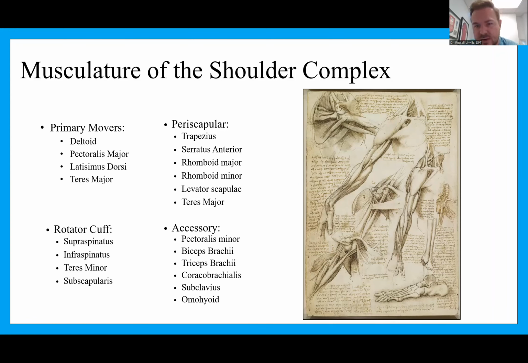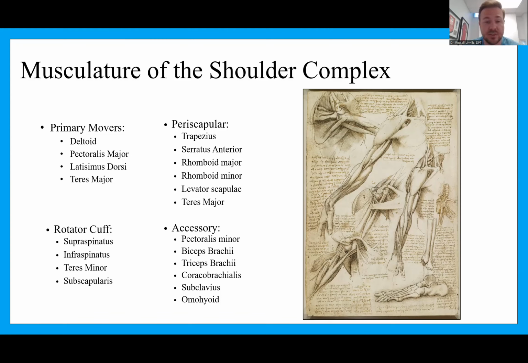So you can see just how accurate he was. You can kind of parse through all those different pictures and pull out some of the anatomy. We'll go over some of that as well, of course. So I think of the shoulder musculature in four main categories. As you can see here, we have our primary movers, your rotator cuff muscles, periscapular muscles, and then what we would call accessory muscles. So primary movers include things like your deltoid, your pec major, your lat, your teres major.